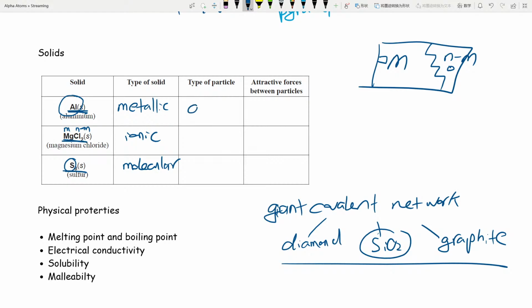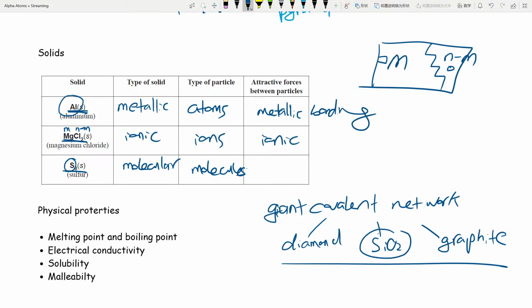So what type of particle? This is made of metal atoms, this is made of ions, this is made of molecules. And the attractive force, this is metallic bonding. And the MgCl2, this is ionic bonding. And this is intermolecular forces, which is the weakest out of them all. Okay, now the physical properties.